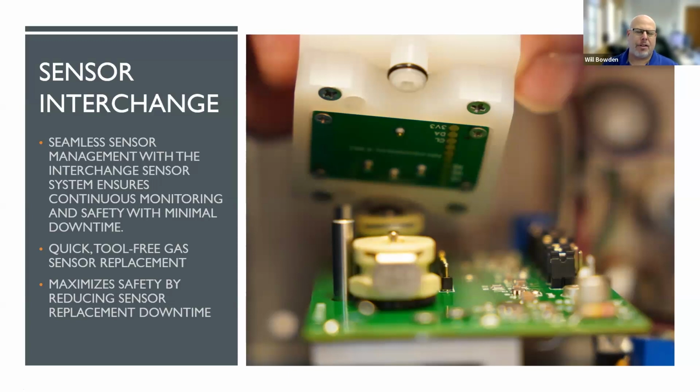This maximizes safety by reducing that sensor replacement downtime, where you may have additional tools where you actually have to go in and remove covers and things like that. The beauty of the sensor module that we have is on the exterior. It's very easy to get to. It's visually there. Like I said, remove the sensor, replace the new sensor, and off you go.